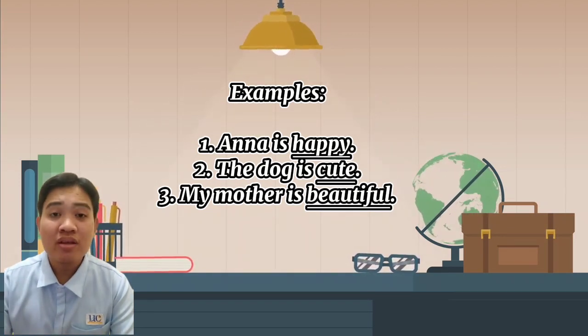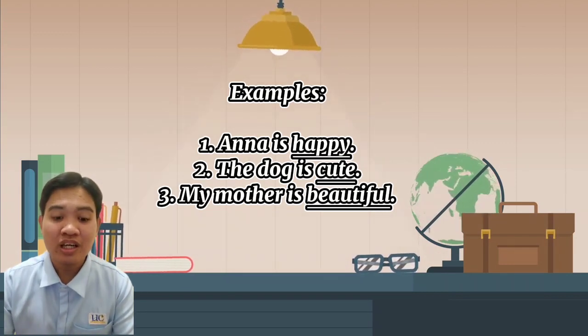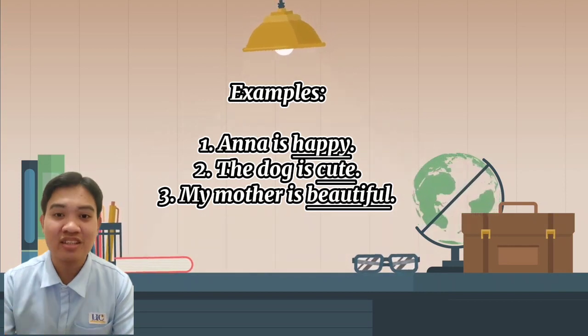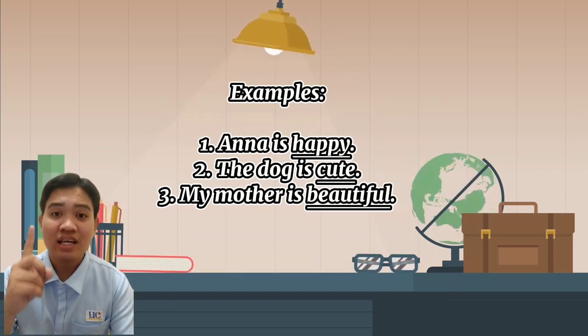Third one: my mother is beautiful. The word mother here is our noun and our subject, and it is the only noun and subject in the sentence. So therefore, our adjective here will be in positive or absolute form only. That's why the word beautiful is in positive or absolute form only. So those are examples of the positive or absolute form of adjectives used in a sentence: the word happy, the word cute, the word beautiful. There are no words added to the word itself, and there's only one subject in the sentence.